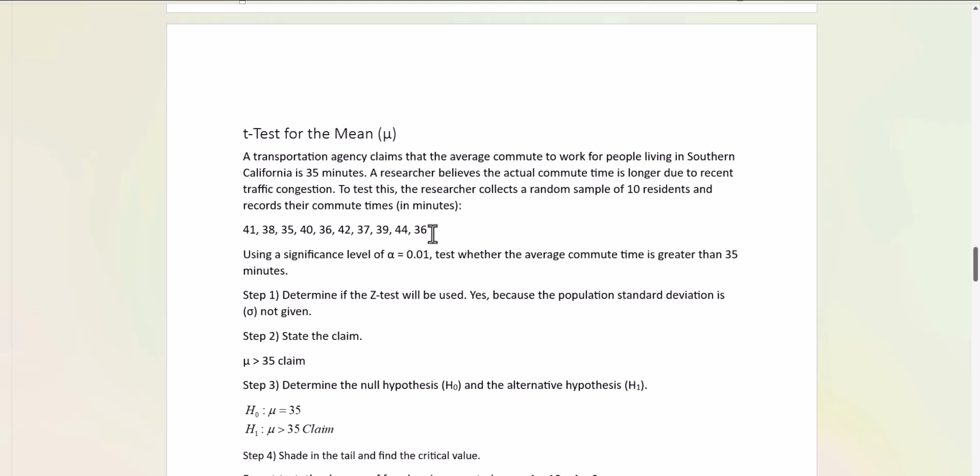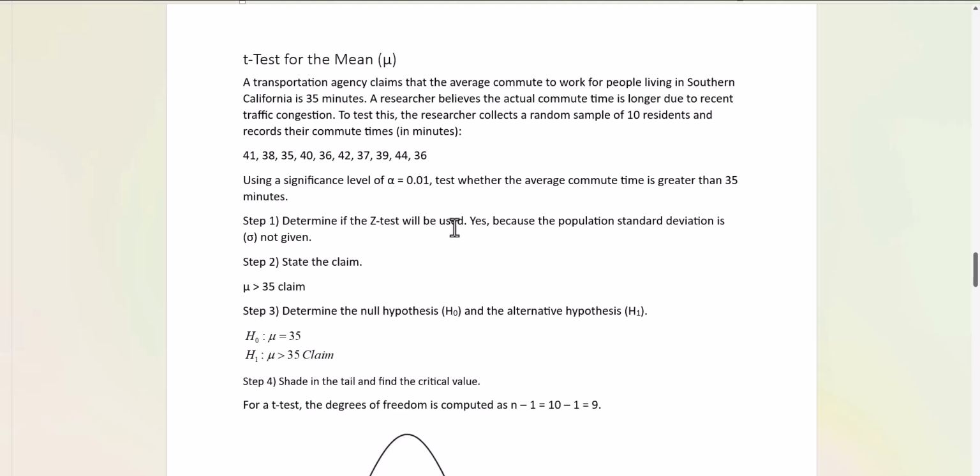Here we're given raw data. Using alpha equal to 0.01, test the claim. Well, here we want to ask ourselves, will the z-test be used? The answer should be no, because the population standard deviation, sigma, is not given. So when sigma is not given, we have to use the sample standard deviation. Thus, that means we will be using the t-test.